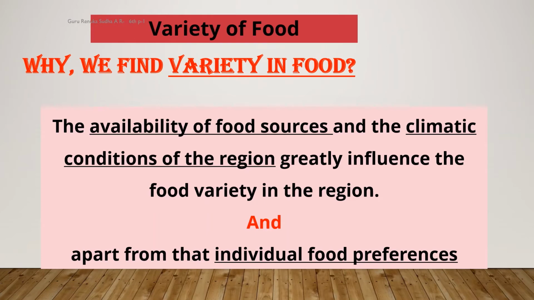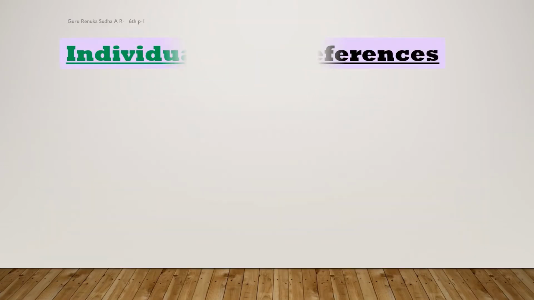Yes, variety of food is present in our daily activities because the availability of a food source and the climate condition of the region greatly influence the food varieties in the region, and it also depends on individual food preference. That means we are seeing variety in food because of the different food sources, the climatic conditions of different regions, and individual food preference. Let us discuss them one by one.